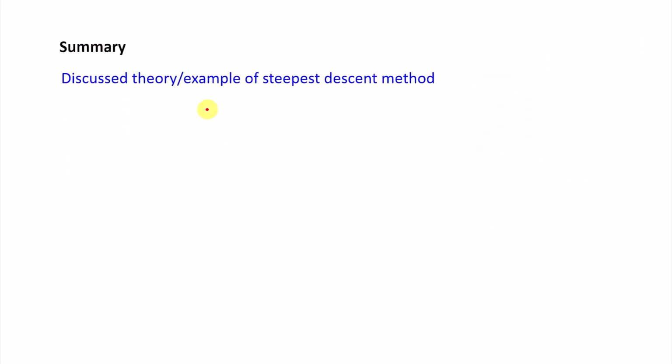Now to summarize, we have discussed the theory and one example of the steepest descent method. For your exercise, the way we have calculated x1 from x0, you go from x1 to x2 in the next iteration and see whether it is indeed converging.